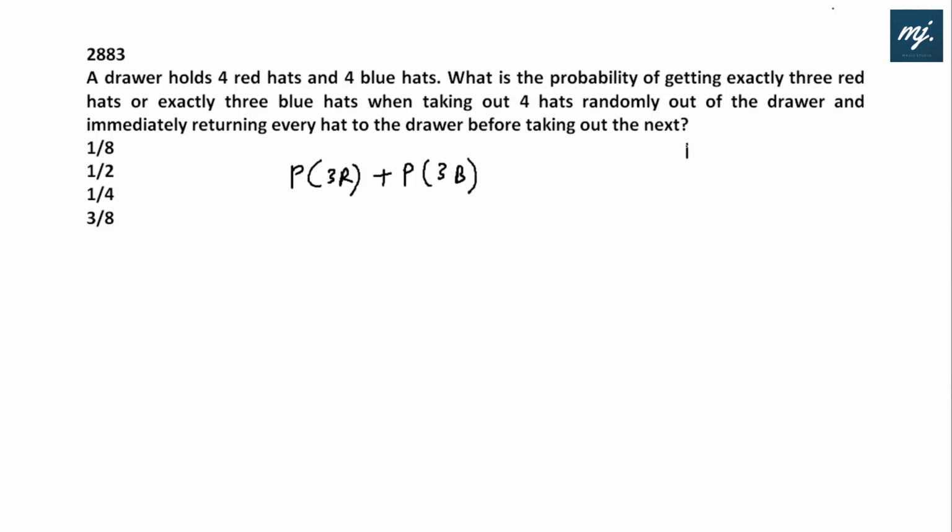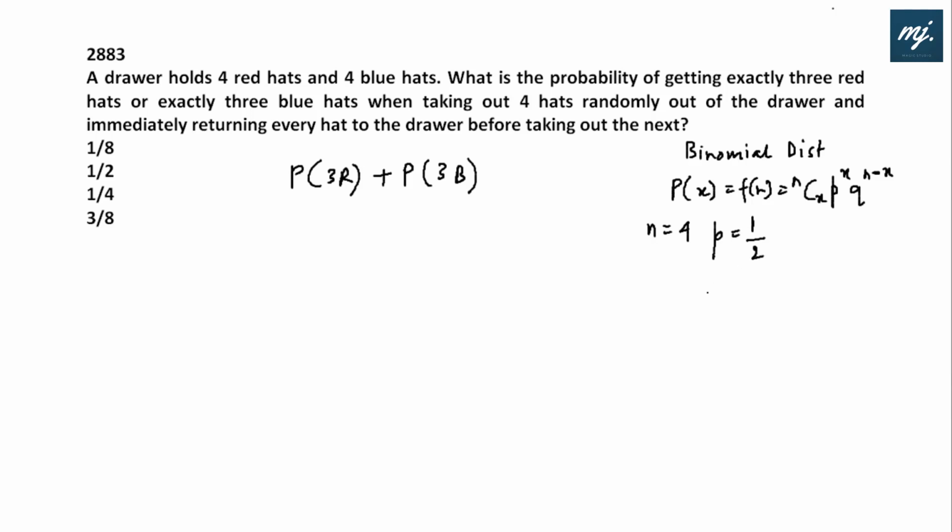We can very easily use binomial distribution here. Binomial distribution probability, where probability of x is given by f(x) = nCx p to the power x q to the power n minus x. In our case, n is 4, 4 heads are taken out. Small p is 4 by 8, that is half. That means whenever a head is taken out, it would be either a red or a blue head. So q, the probability of failure, is 1 minus half, that is also half.